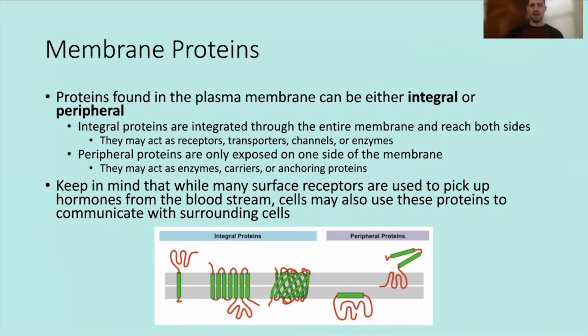So keep in mind that while many surface receptors are used to pick up hormones from the bloodstream, cells may also use these proteins to communicate with surrounding cells. I just added that to give you an idea of the diversity of proteins. They're not just all transporters or channels. Some proteins do have enzymatic activities on the front. Some are used as receptors, and some even have proteins sticking out that can be used as ligands for the receptors of other cells. That's one of the ways that cells interact with each other.